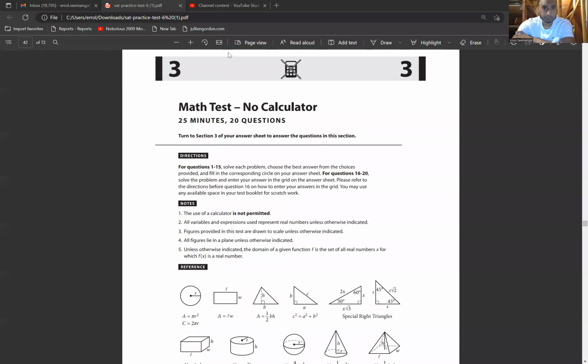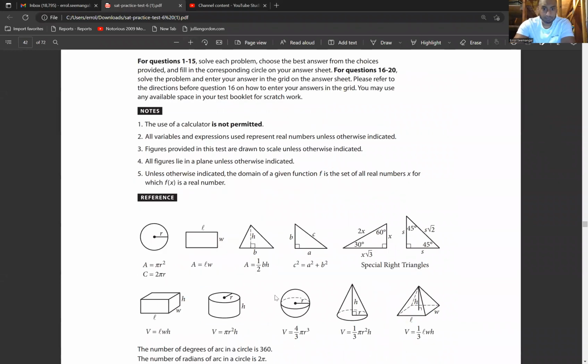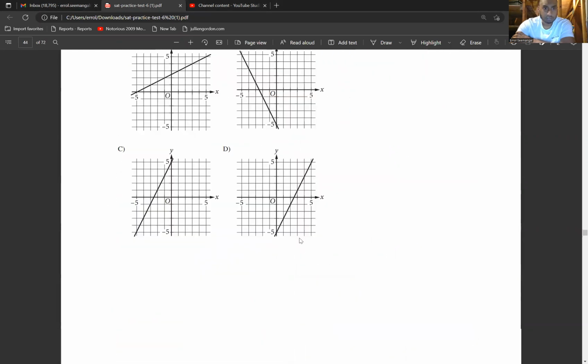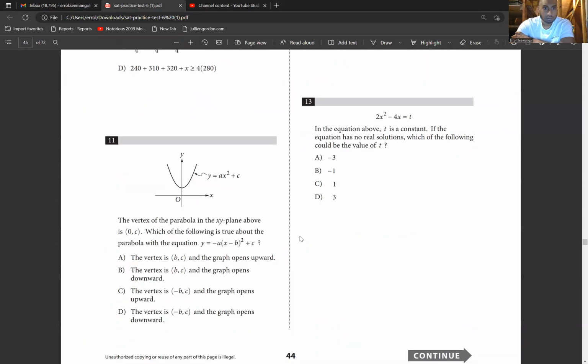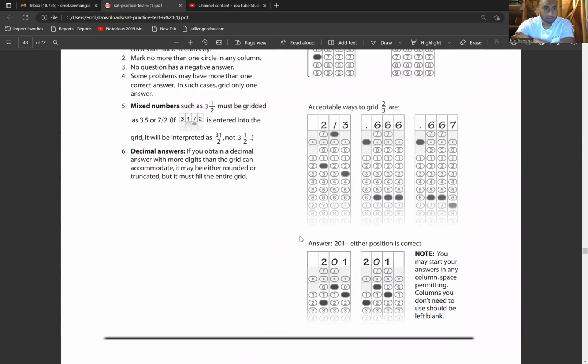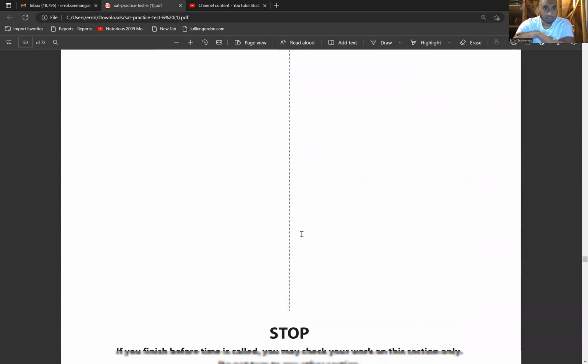All right, this is practice test 6. Have you tried any of these yet? I think we did some of these last time. So we're on page 3. We did section 3. Yeah, I think so. All right, let's check section 4.